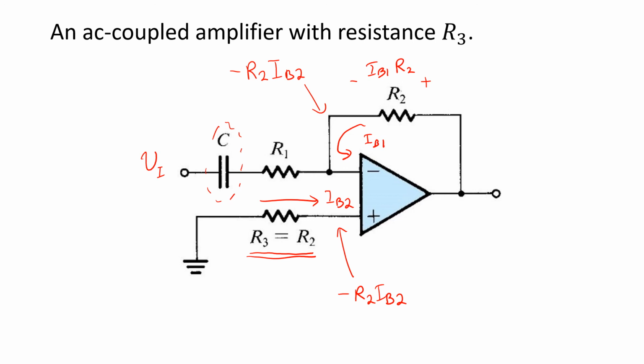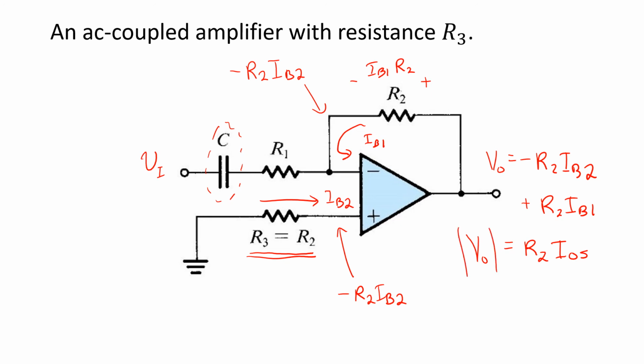This is an analysis only at DC, of course, and at DC we don't have to consider the input VI because C is an open circuit. So in this case, the output voltage is the voltage on the left side of the resistor R2, negative R2 IB2, plus the voltage drop on R2, which is R2 IB1. And so clearly that is just R2 times the difference between the two input bias currents, or the input offset current. Again, the polarity of the input offset current is usually not specified, so this is just telling us the magnitude of the output voltage.